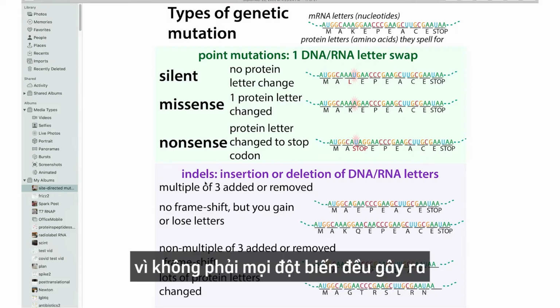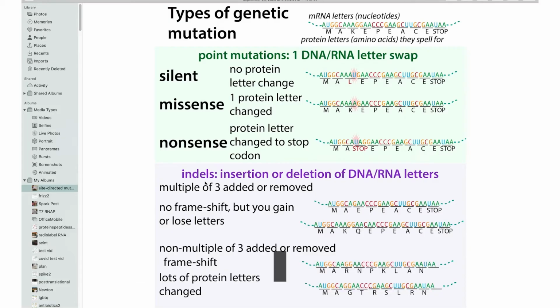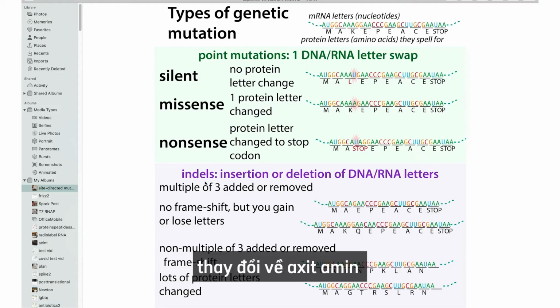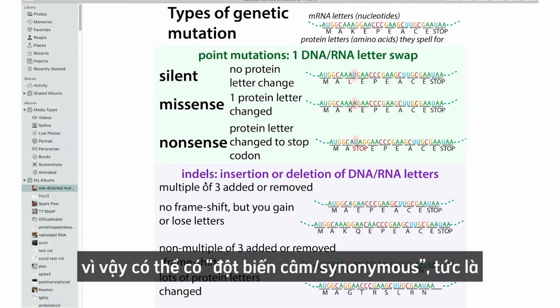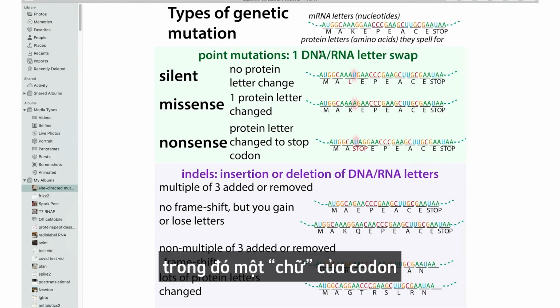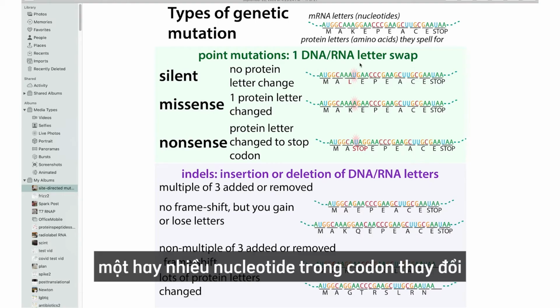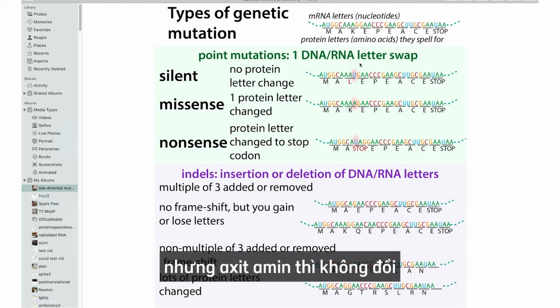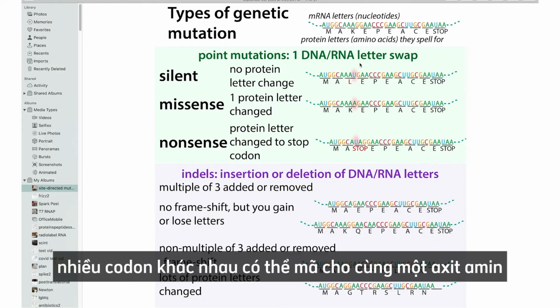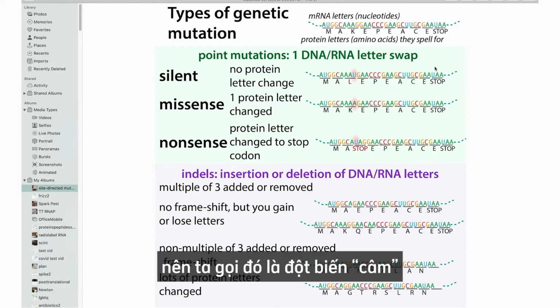So not all mutations cause amino acid changes. You can have a silent mutation, where one of the letters or multiple letters in the codon changes, but the amino acid doesn't change because you have multiple codons that spell for that same amino acid. So we call that a silent mutation.